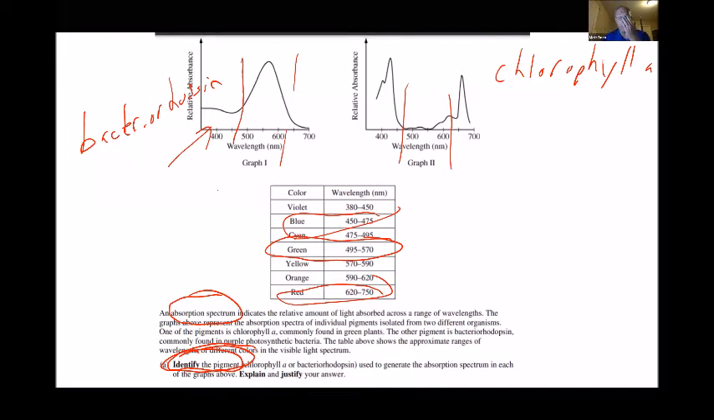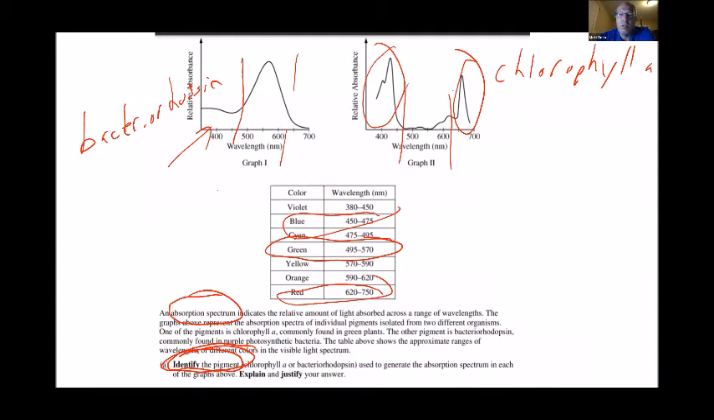On the other hand, you could say graph 2 represents chlorophyll A because it seems to be absorbing blue light and red light very well, but it's reflecting, or not absorbing, light in the 495 to 570 range, which is green, which means it's reflecting green and would appear to be green to the human eye. So that's the explain and justify part.